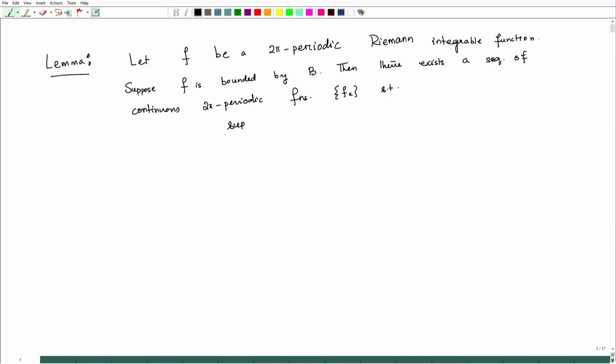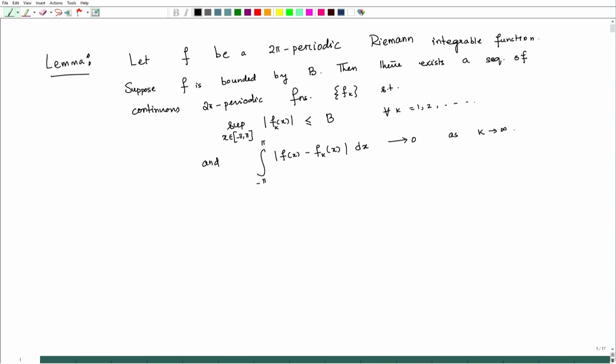supremum over x belonging to minus pi to pi of mod f of x is less than or equal to b for all k equal to 1, 2, and so on, and the integral from minus pi to pi of mod f of x minus f_k of x dx goes to 0 as k tends to infinity.